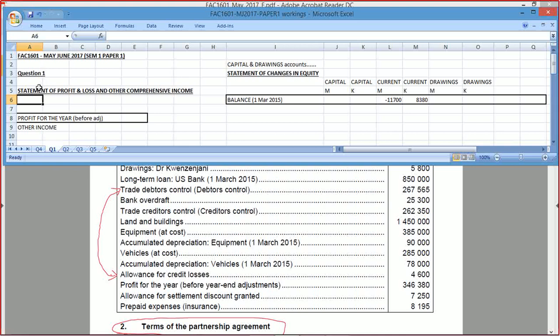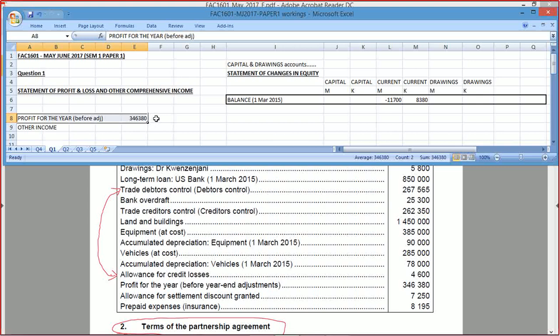The challenge is, do you know where to disclose all these figures? So this figure that I've just read is telling me that I've got a profit before adjustments. That means I still need to adjust. So 346380 is the profit for the year before adjustments.